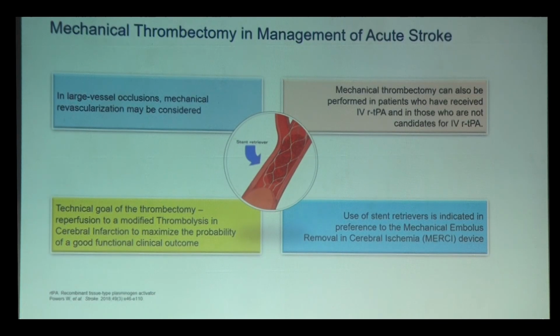Mechanical thrombectomy in the management of acute stroke is considered in large vessel occlusions, and it is performed in patients who have already received intravenous thrombolysis or not received it. The technical goal is to achieve at least an mTICI grade of 2B to 3. I will explain what this mTICI grade is.